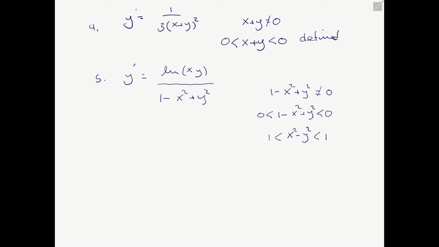And we have to be careful here where xy equals 0, because ln of 0 is not defined. So we have two conditions. We can't have xy equals 0. So xy is going to be greater than 0. So that's an interesting one because of the natural logarithm.